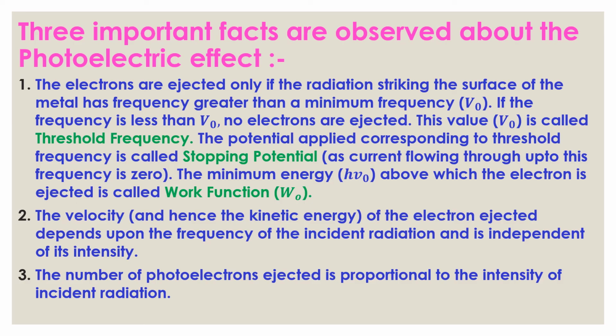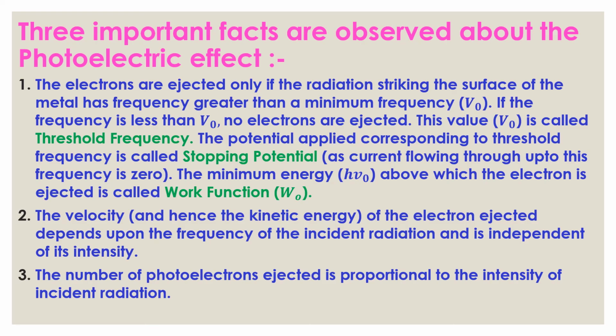The next important fact is that the velocity of the ejected electrons depends upon the frequency of the incident radiation, and it is independent of its intensity. And the third one is that the number of photoelectrons ejected is proportional to the intensity of incident radiation. I hope these three facts are very clear to all of you. These are simple facts, and these three facts cannot be explained by the electromagnetic wave theory.